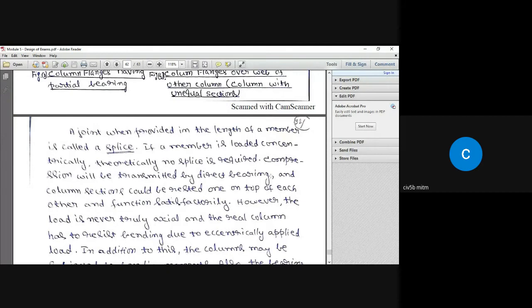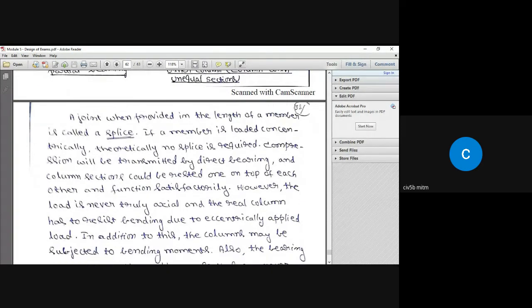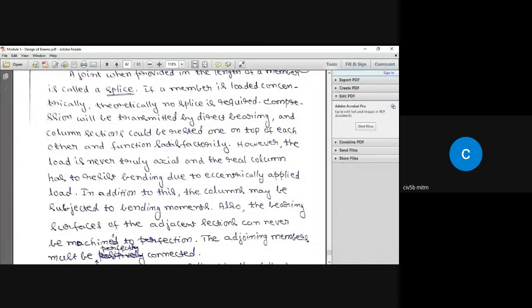However, the load is never truly axial. Remember, whenever we say axial load, it is very rare that the load will be axial. It is always associated with certain moment. Whether you consider the effect of the moment or not depends on the magnitude of the moment. By converting that value into corresponding eccentricity, we can decide whether we can ignore the moment or not.